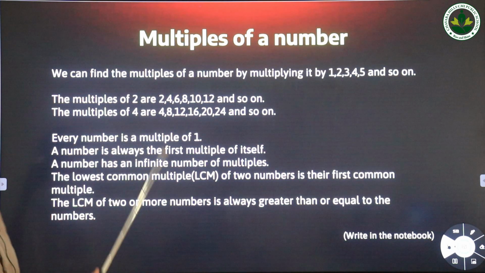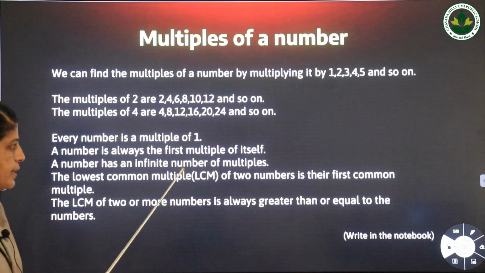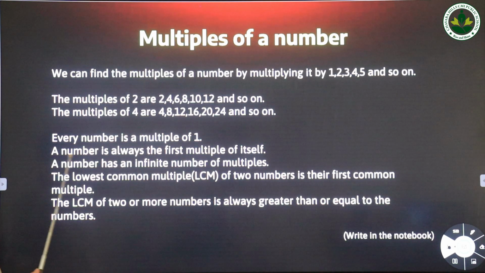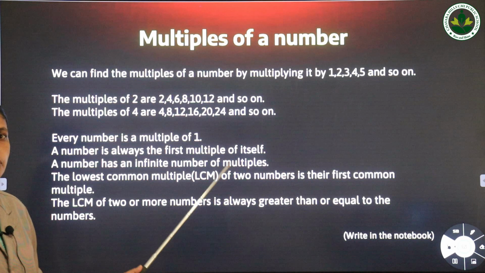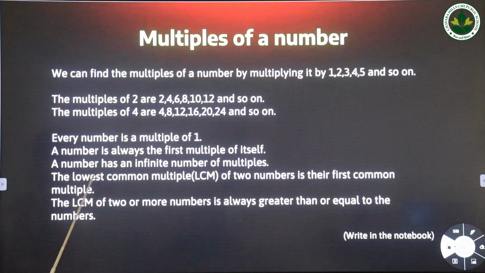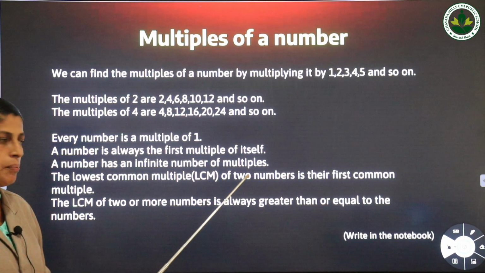Every number is a multiple of 1. When you take any number, that's a multiple of 1. A number is always the first multiple of itself. A number has an infinite number of multiples.